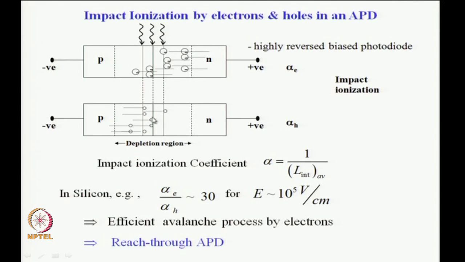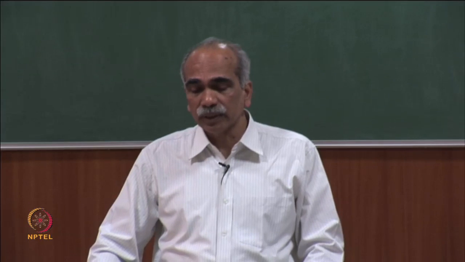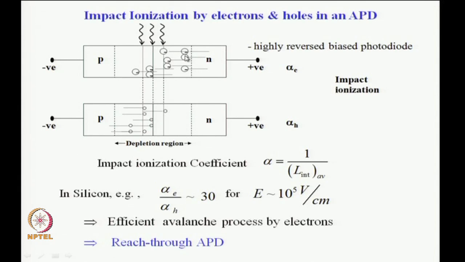The holes, on the other hand, are accelerated to the other end. As you know, electron mobility is higher and therefore electrons gain a much higher velocity in the same electric field, and therefore much higher kinetic energy, and lead to rapid avalanche of further carriers. Holes get accelerated to the other end, and as they proceed, whenever they gain sufficient energy, they also generate additional electron-hole pairs, and the holes continue to proceed towards the negative end, that is, the p end.